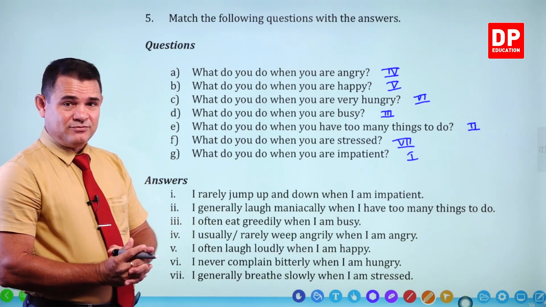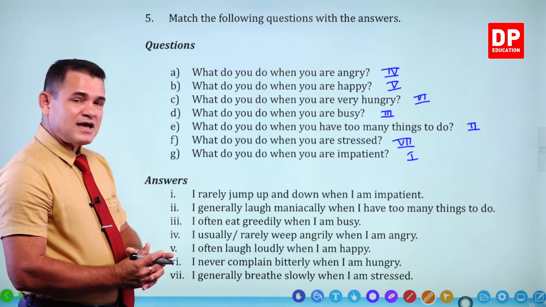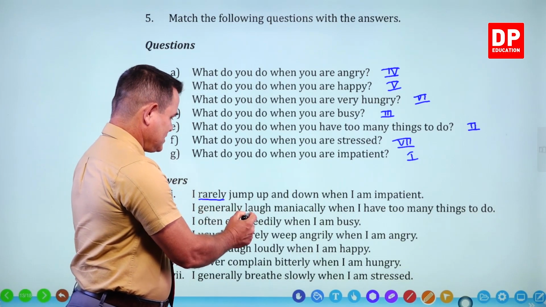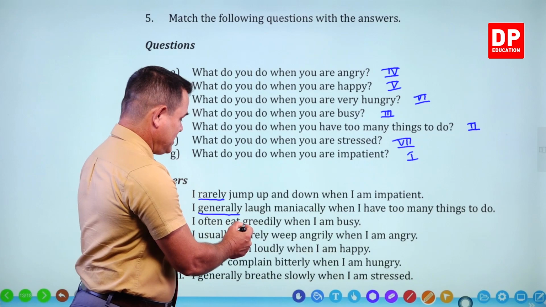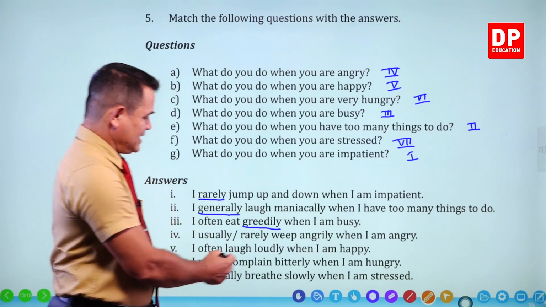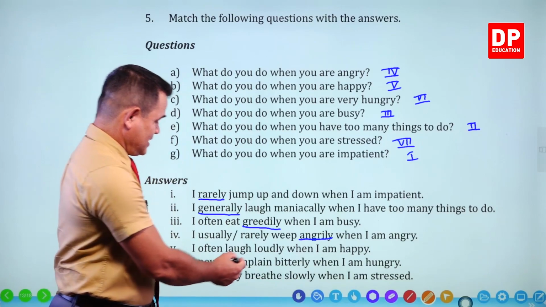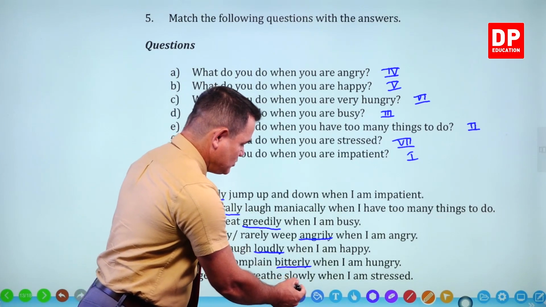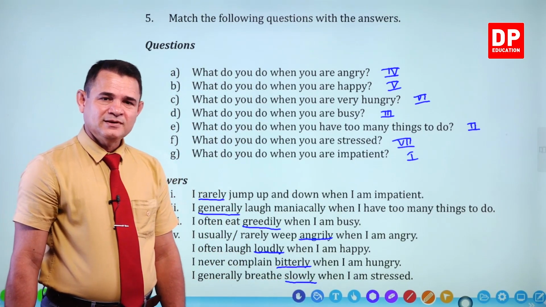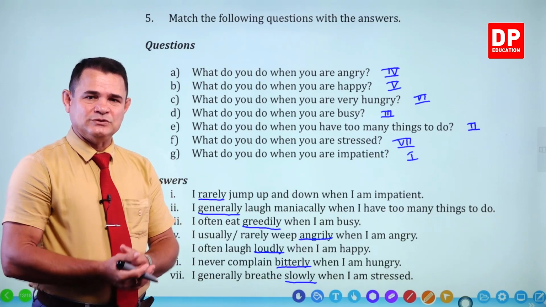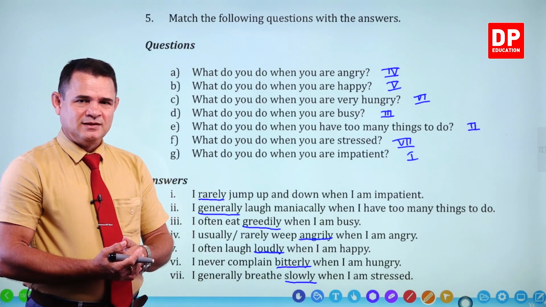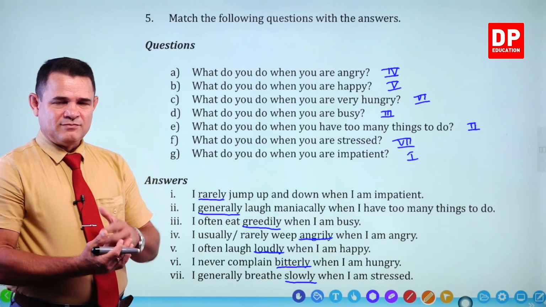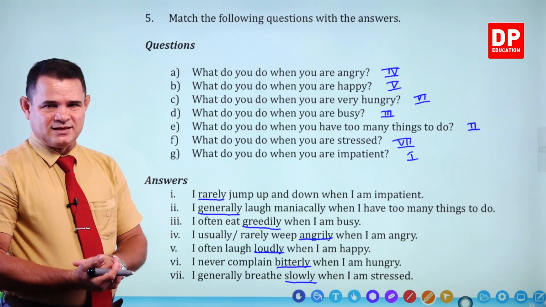Remember these adverbs also. Rarely, generally, greedily, and angrily, and loudly, and bitterly, and slowly. Look at these adverbs and how they are used. See where in the sentence the adverb has come.